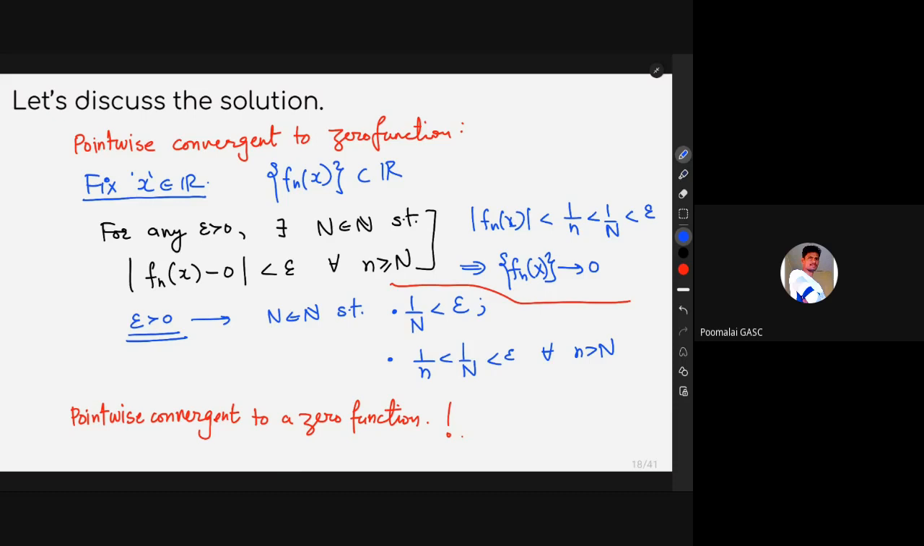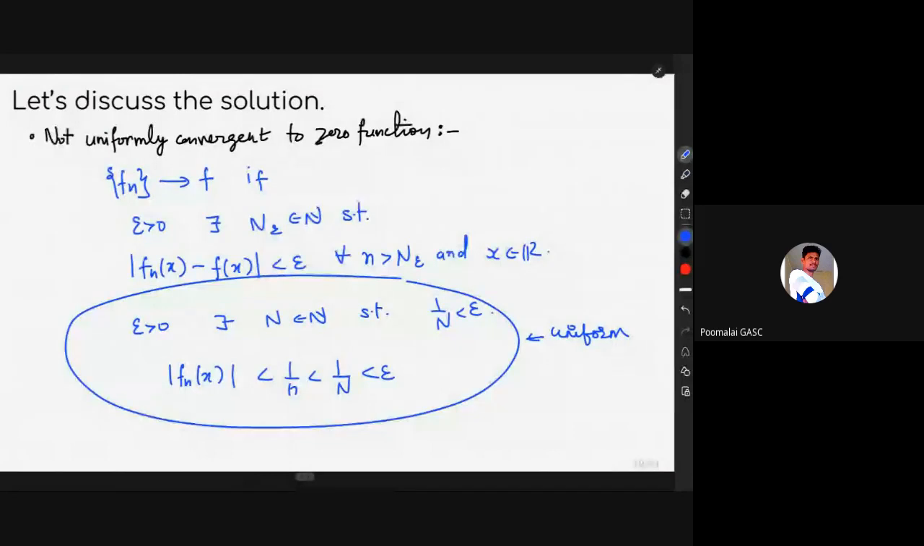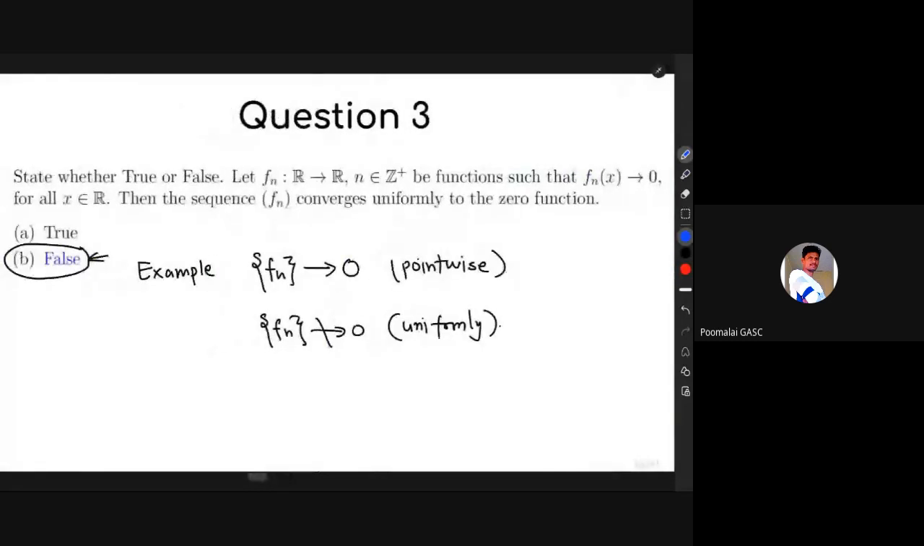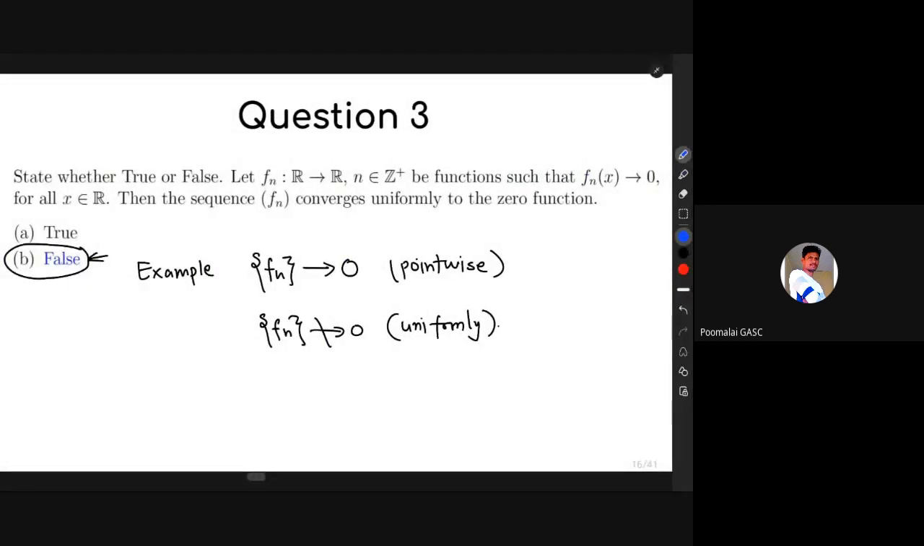So this is not an example. I have given a wrong example. This is not an example which says that this statement will be false. It is an example which supports that it will be true. But this statement is false.